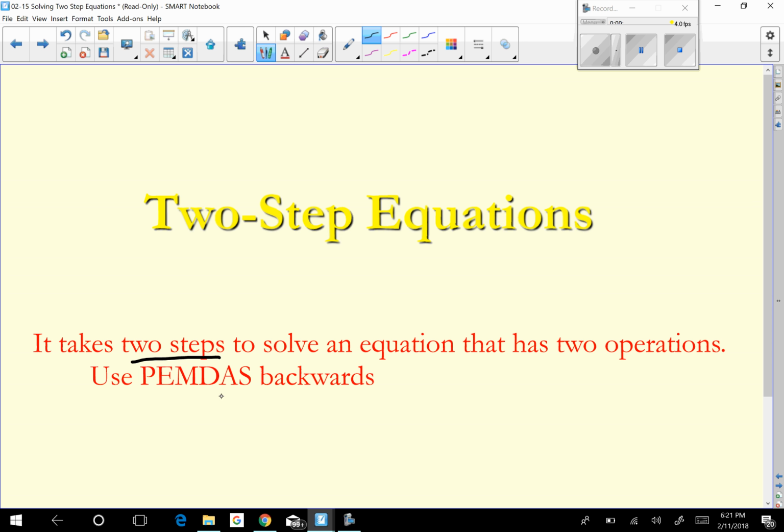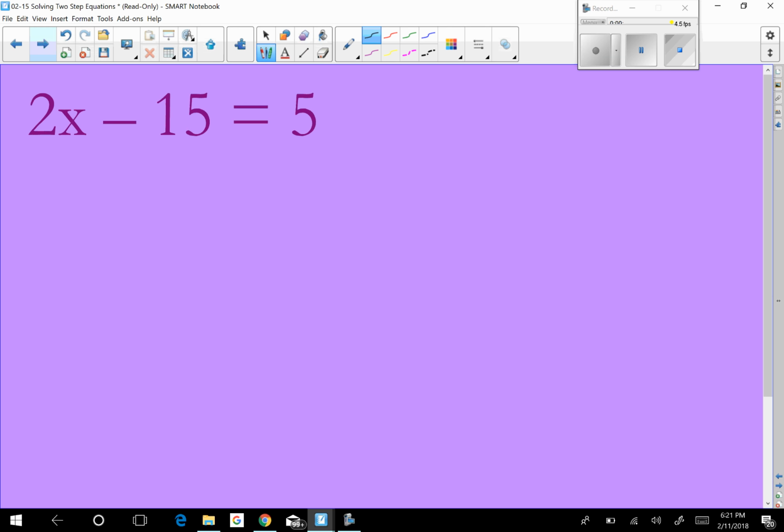And so we're going to use PEMDAS backwards. So whenever you're solving these equations, you should only be doing 2 operations. And using PEMDAS backwards, that means you will first start with any addition or subtraction. That will be number 1. And then you'll undo any multiplication or division, and that will be step 2. So we're working backwards.